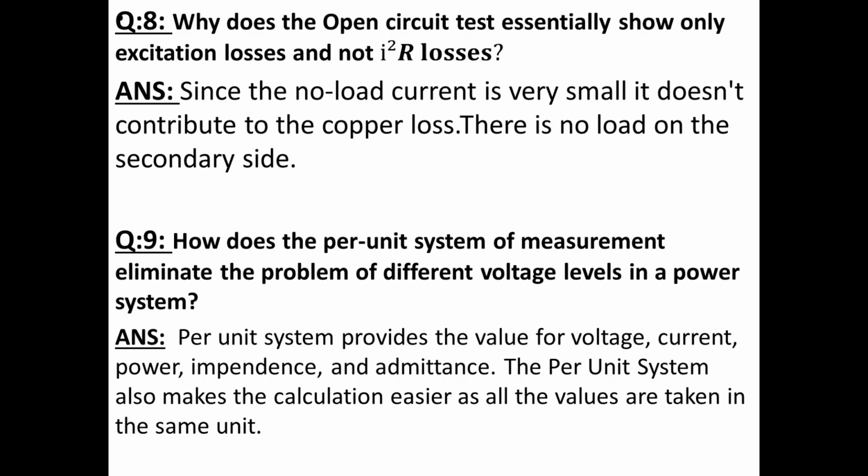Number 9. How does the per unit system of measurement eliminate the problem of the different voltage levels in a power system? Answer. The per unit system provides the values of voltage, current, power, impedance, and admittance. The per unit system also makes the calculation easier as the values are taken in the same unit.